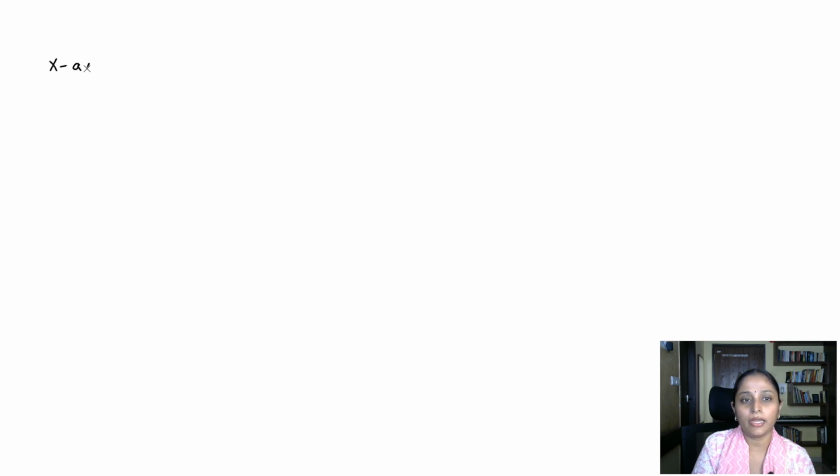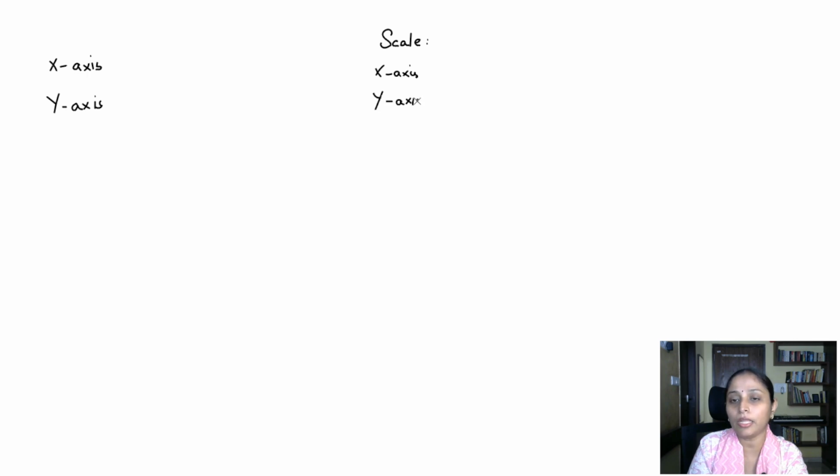You're going to decide what is your x-axis and what is your y-axis. Having decided that, the next step is to decide, depending on the values in the table provided to you, the scale. Scale for your x-axis, scale for your y-axis. It depends completely on the data given to you. Most often the x-axis is going to be some year or some time and so on.